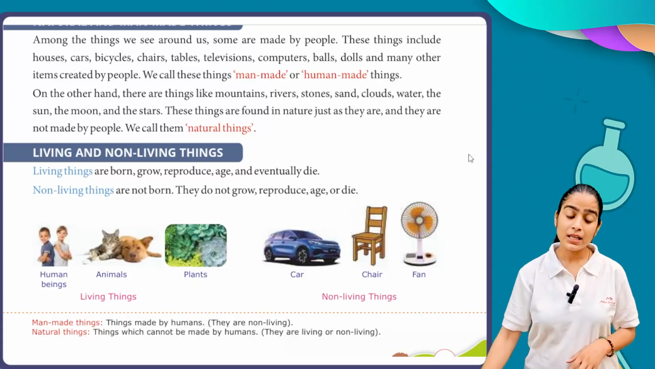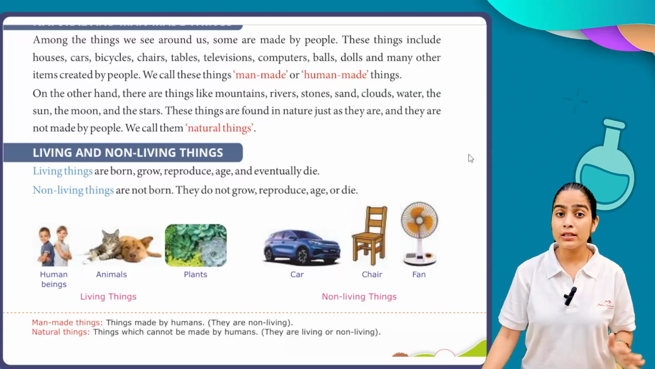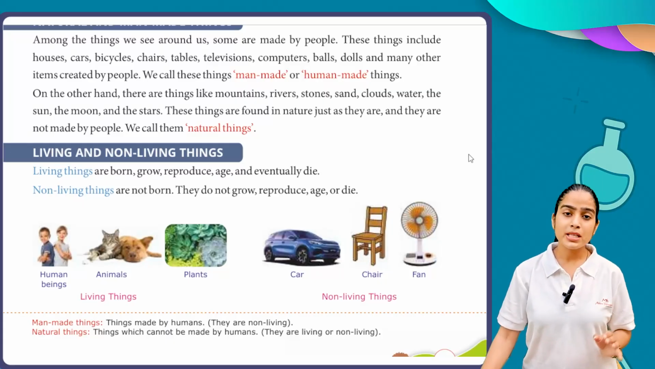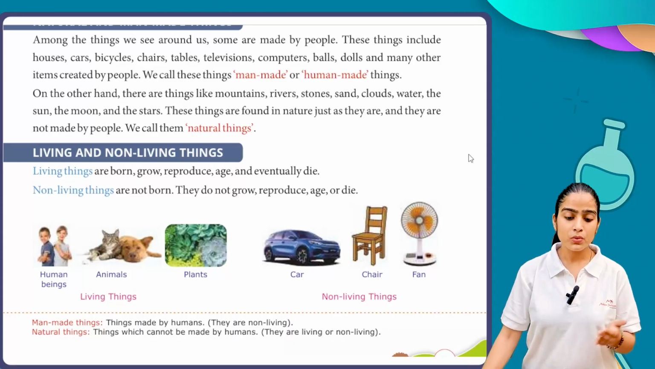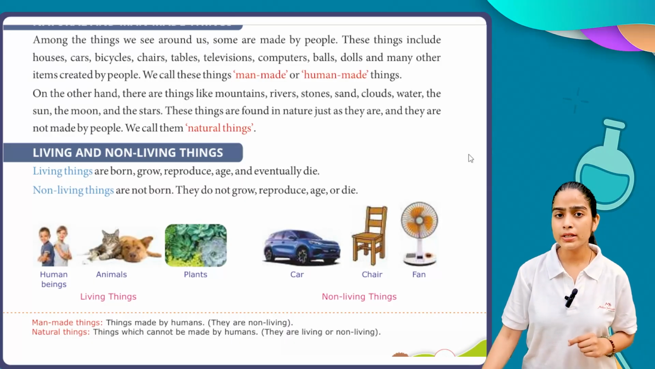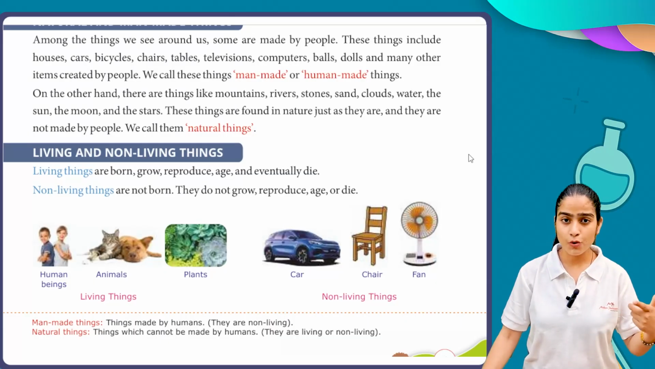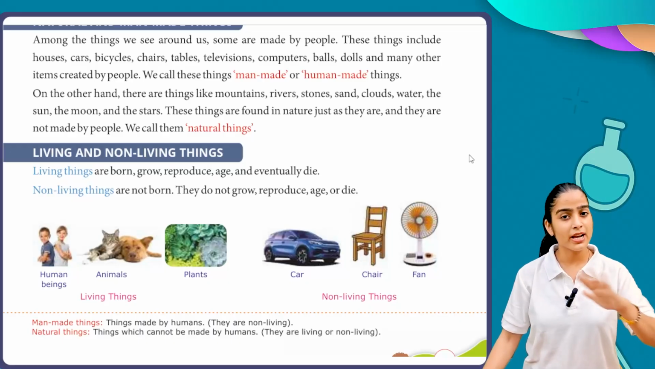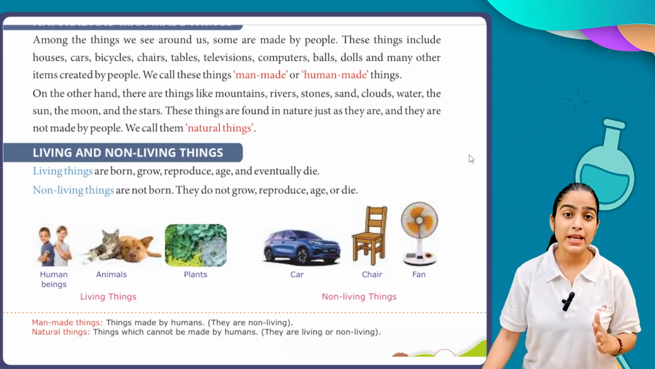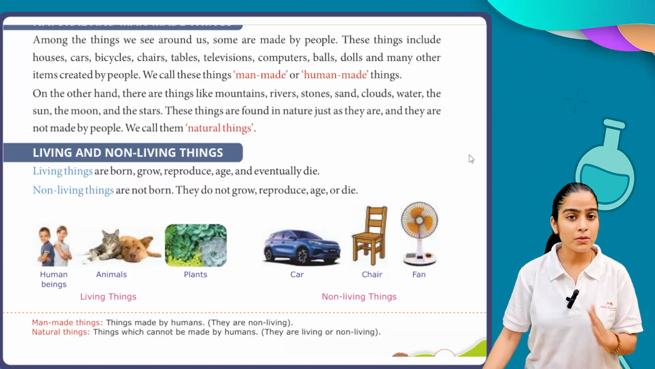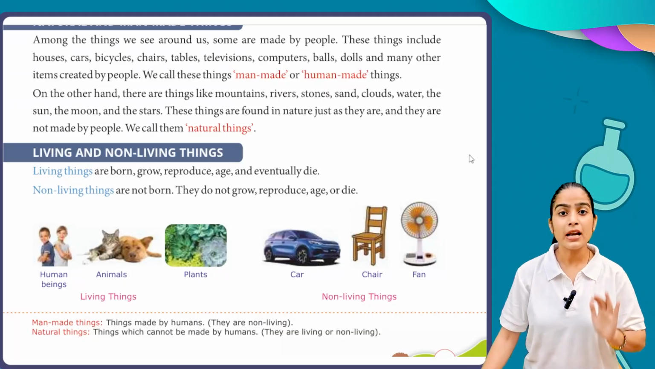Next, we have living and non-living things. This is our previous concept which we already learned in our earlier classes, right? The basic definition for living things is that they are born, grow, reproduce, age, and eventually die. So what does this mean? It is a life cycle, right? First we are born, then we grow, then we reproduce, then age, and at the end we die. This is a life cycle which is followed by living things and not by non-living things. So this is the difference between living things and non-living things.